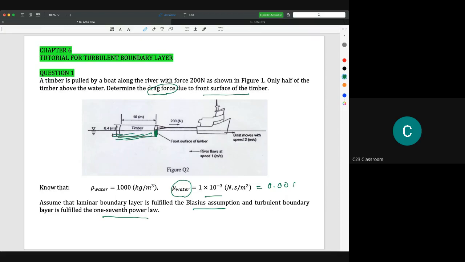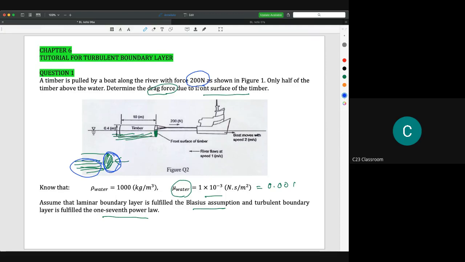What you should understand here is that if we have one object, for example a timber here, the frontal area here will give you a drag resistance. At the same time, the boundary layer occurring at the surface here also gives you a drag force. So in this question, the total force of the boundary layer and also the drag force due to the front surface will give us 200 Newton as a total force.